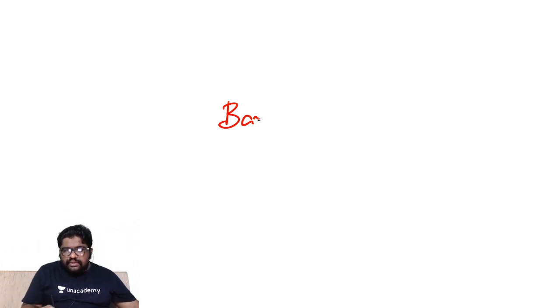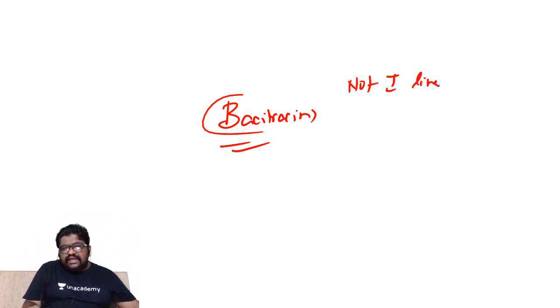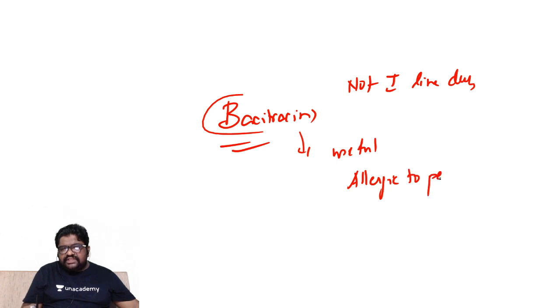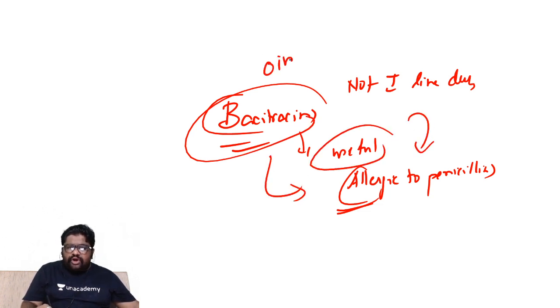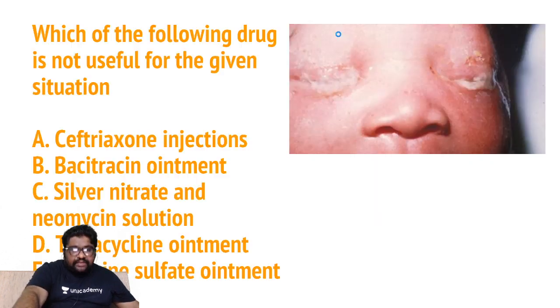Bacitracin, even though it is not a first line drug, is useful in people who are allergic to penicillin. Please mark my words, allergic to penicillin. These are the ones you have to take home at the end of the session. So bacitracin is useful in those patients who are allergic to penicillin. So these ointments are very effective. Excellent, very good.